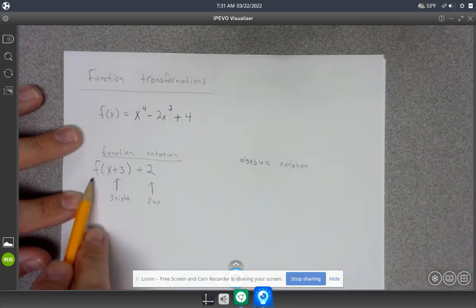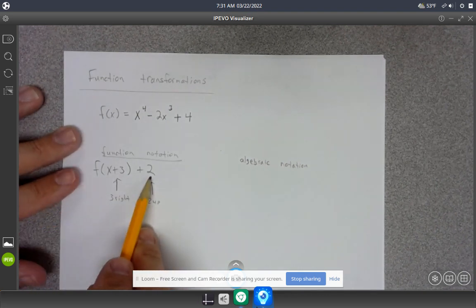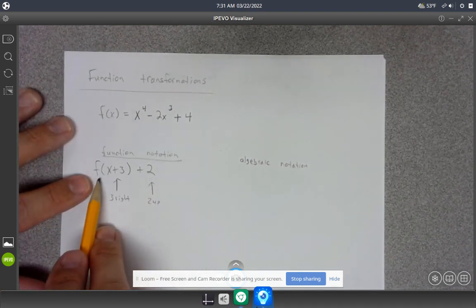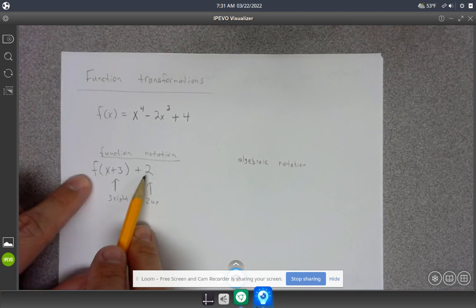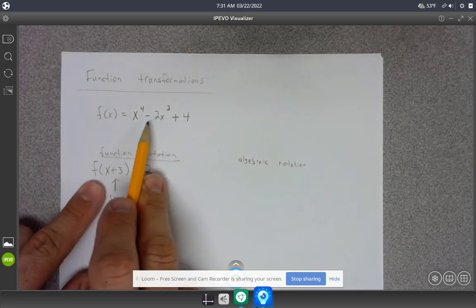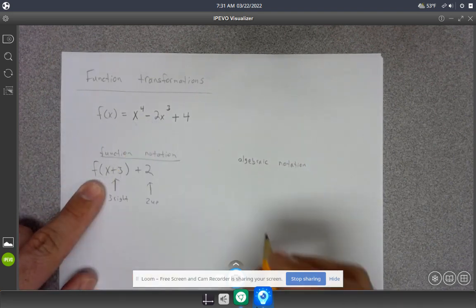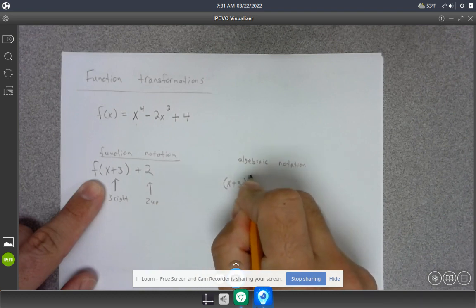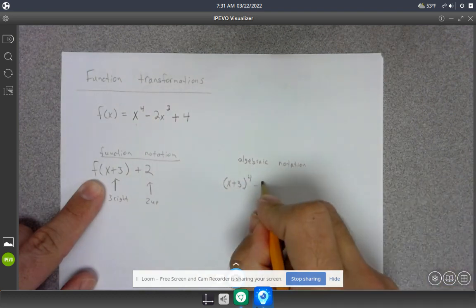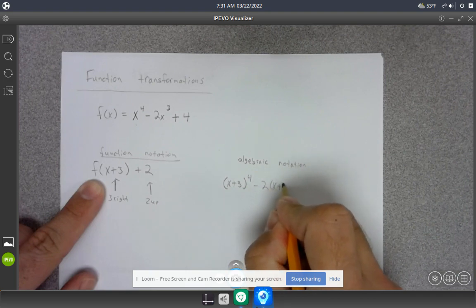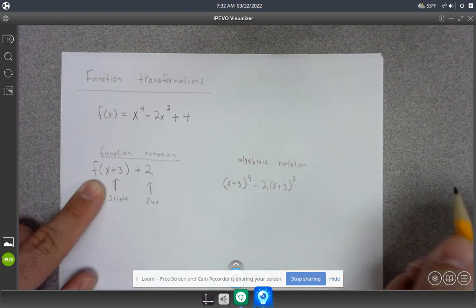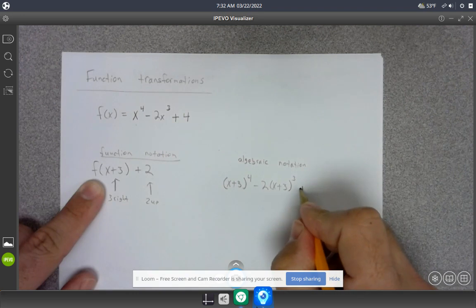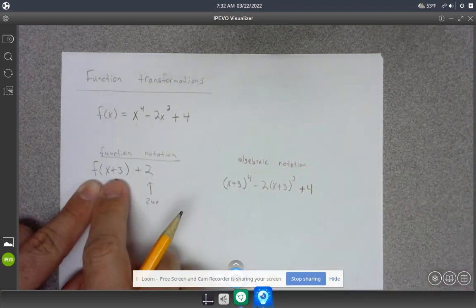If you actually spent the time simplifying this expression. So we've done this before. What you would do for this is you would go to the f function and replace these x's with x plus 3's. So that would give you (x plus 3) to the 4th minus 2(x plus 3) to the 3rd, and then you have that plus 4. All right, that represents that part.